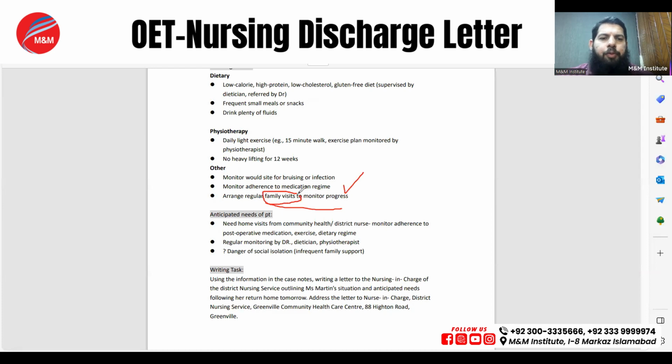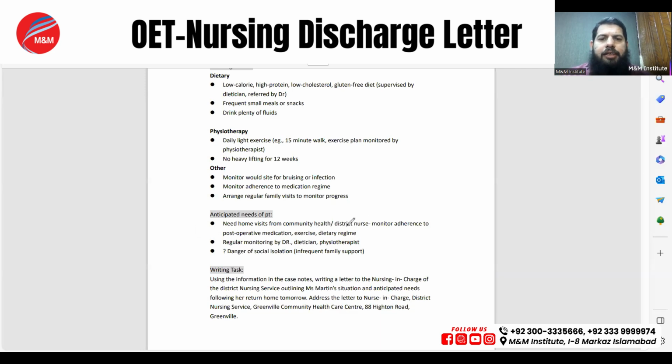So it means that family support is important. As we are writing this letter to the nursing in charge, is there any possible socioeconomic detail that can be written together with this particular history, wherever we can write it down, right? Okay.